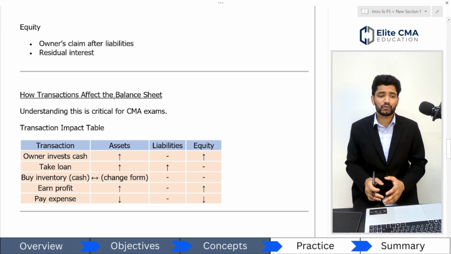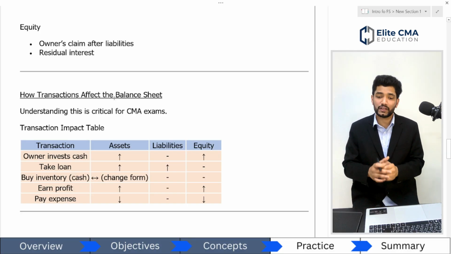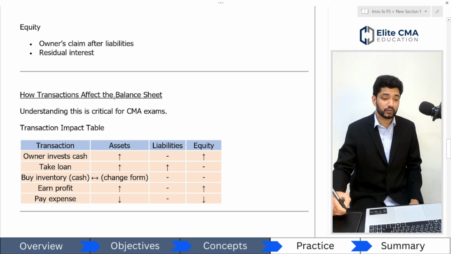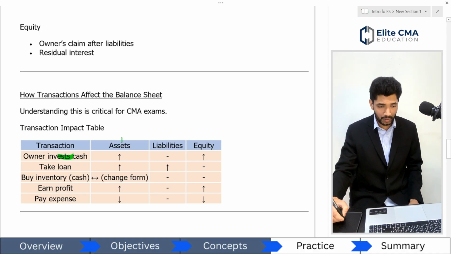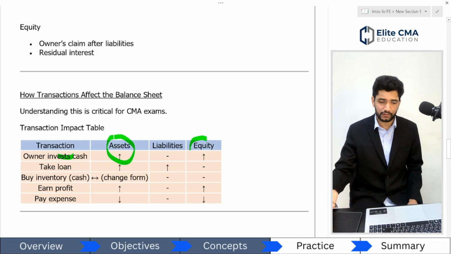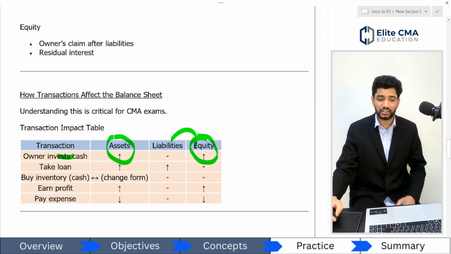Now we are moving to how the transaction affects the balance sheet, how a single transaction is going to affect the balance sheet. Suppose owners invest cash. This is a financial transaction, which will increase the total asset of the company and the liability and equity side also. That means in this case it is equity.